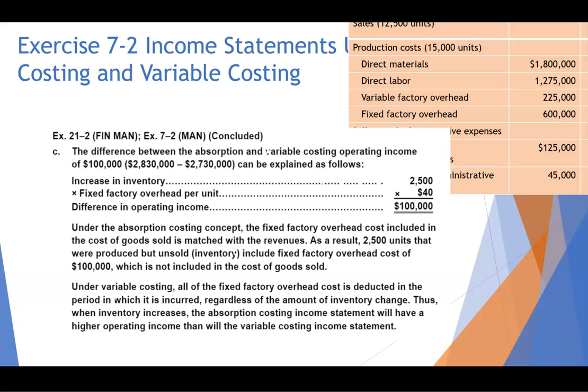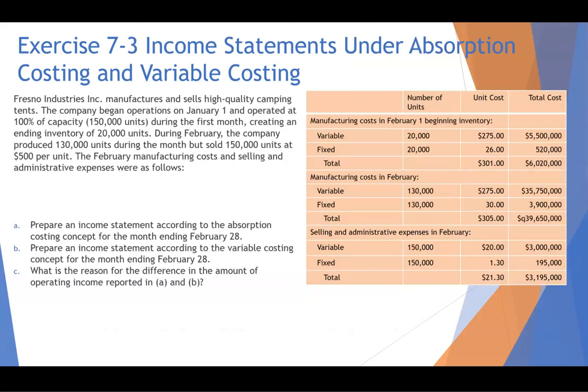It's part of inventory on the balance sheet. However, under variable costing, all of that fixed factory overhead cost gets deducted in the period. And so we're going to have a period cost, which as a result, even though they weren't sold, but because they were manufactured in that period, is going to provide lower net income, or operating income, under variable costing.